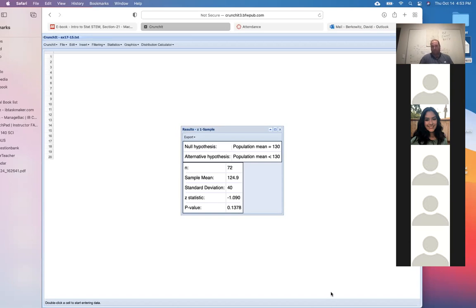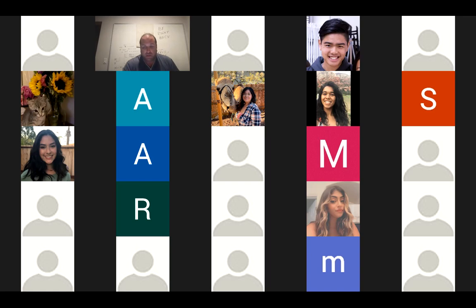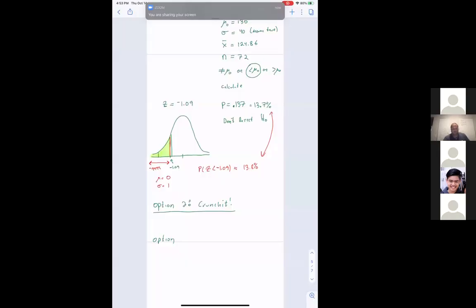Wasn't bad, right? I personally like the calculator because it's a lot easier to carry around the calculator than it is to carry around the computer that has Crunchit on it, but they both work. Of course, option 3. So let me unshare this now. Option 3 is to do it by hand. We should know how to do it by hand as well.